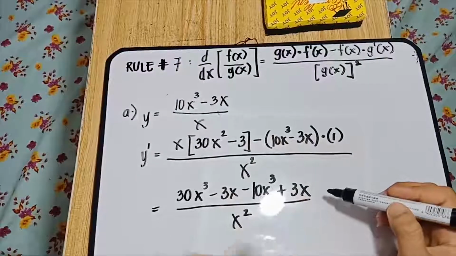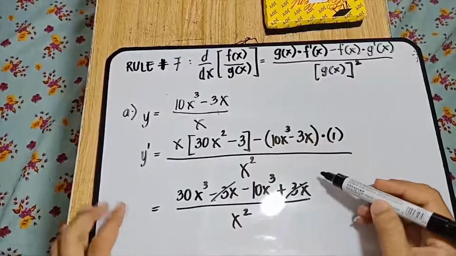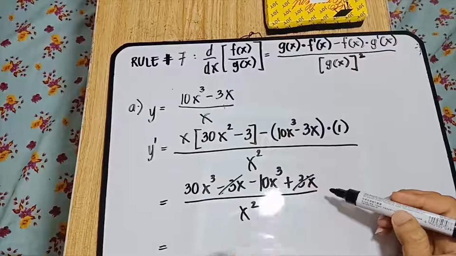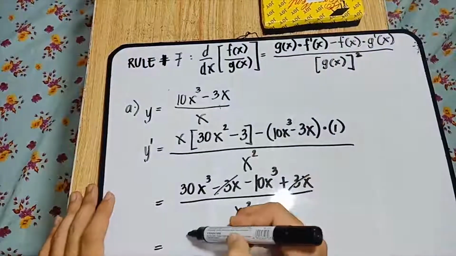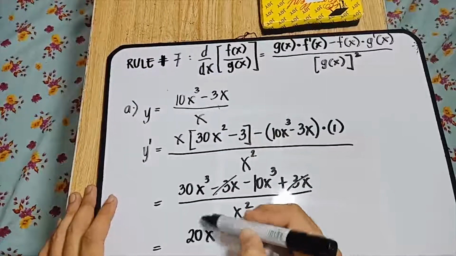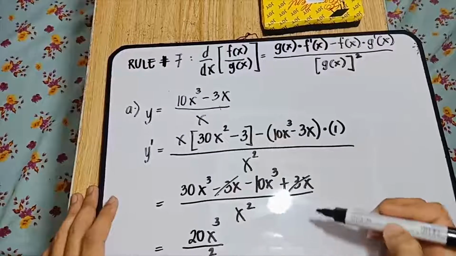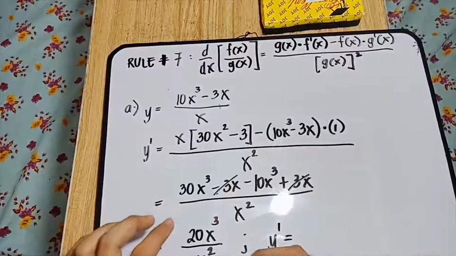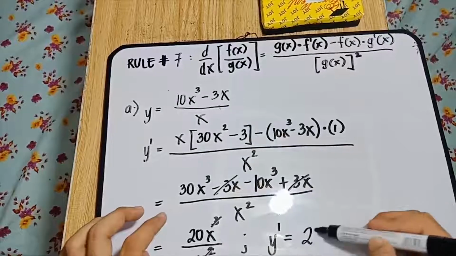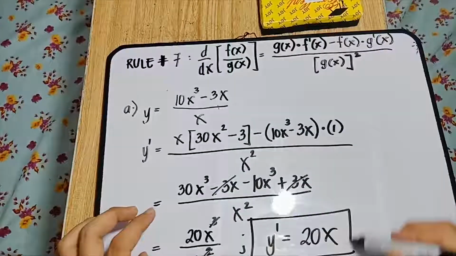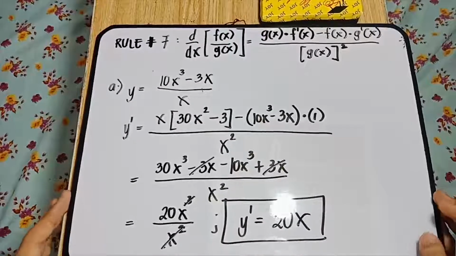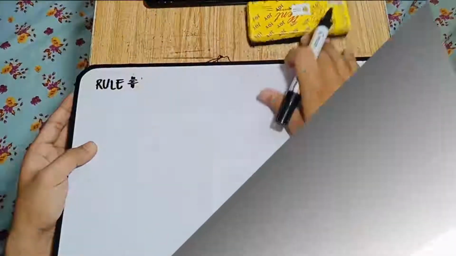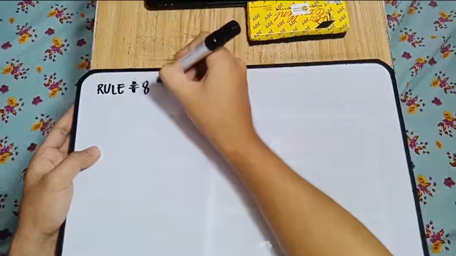Negative 3x plus 3x is 0. So, wala na yan. Ang meron na lang tayo ay 30x cubed minus 10x cubed. So, 30 minus 10, that will be 20x cubed. All over x squared. So, our final answer will be y prime is equal to, makakancel na to eh. Tapos may natitira 1 na lang yun. 20x. And that is our final answer. Yan, nakita pala. Yan. So, rule number 8 na nga tayo, no? Rule number 8.